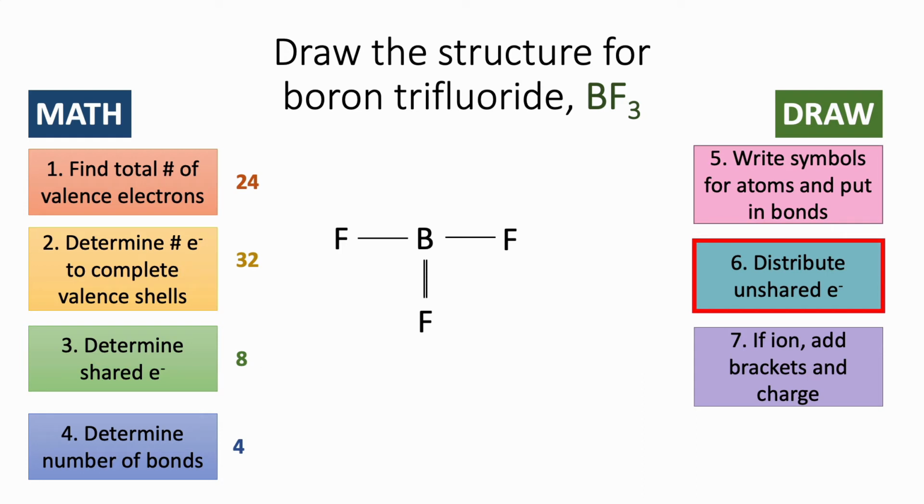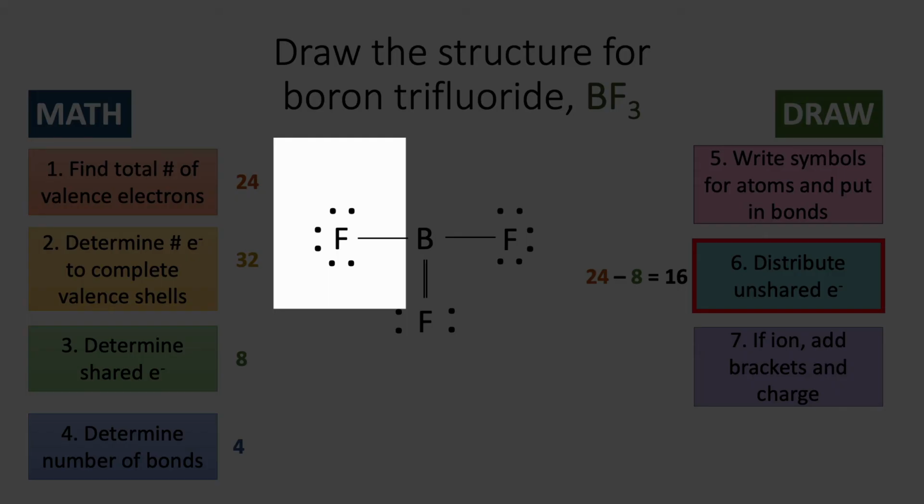And now let's distribute our unshared electrons. We started with 24. We've used 8 of them, so we have 16 left. The left and the right fluorines each have 2 shared electrons, which means they need 6 more each. 2, 4, 6, and 2, 4, 6. And then the double bonded fluorine has 4 shared electrons, so it needs 4 more to have an octet. 6, 6, and 4 gives us 16. So we have used all of our unshared electrons. So this would be the end, but let's check our formal charges.